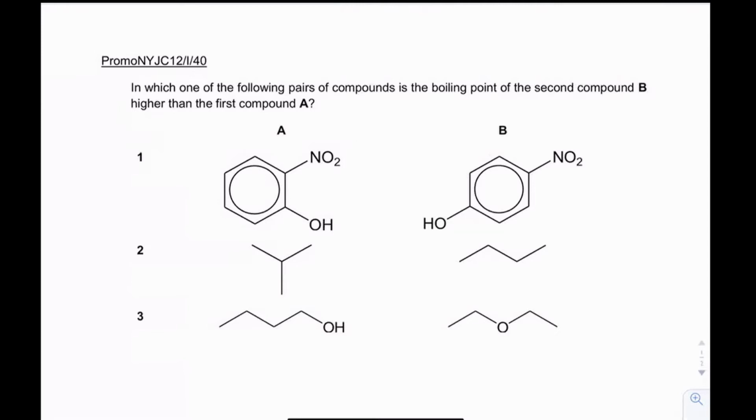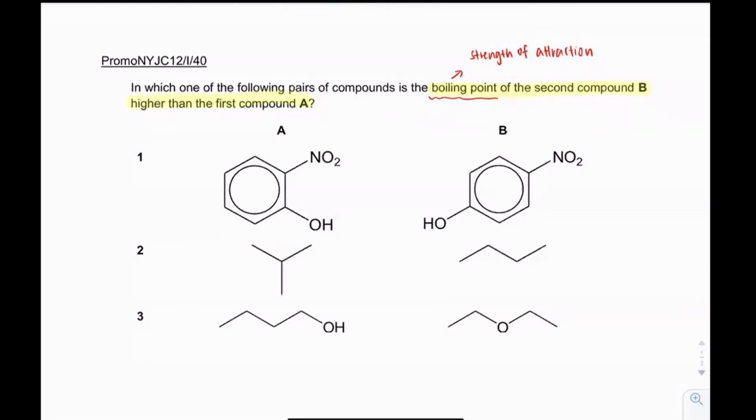Today we'll be touching on chemical bonding, specifically the factors that affect the strength of a simple covalent compound. So let's take a look. Over here we are looking for a pair where the boiling point of the second compound B is higher than the first compound A. So for boiling point, what does it depend on? It depends on the strength of the attraction, correct? So we have to firstly take note, what is the structure?